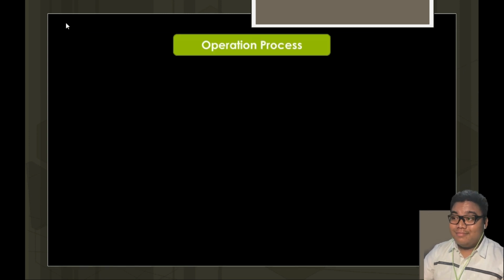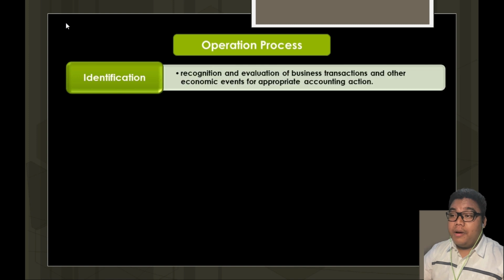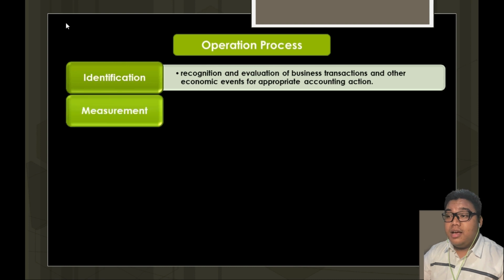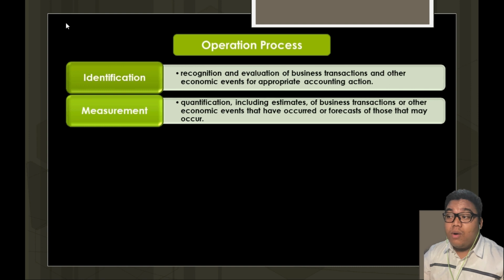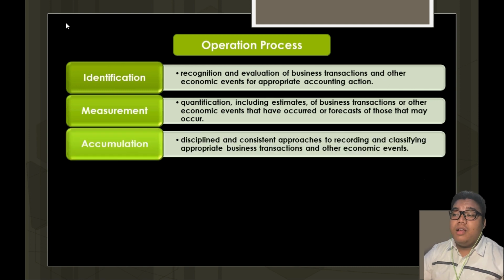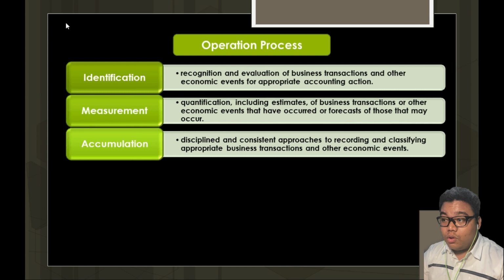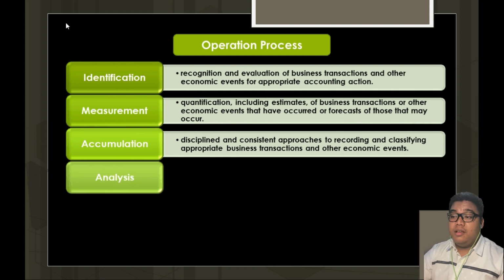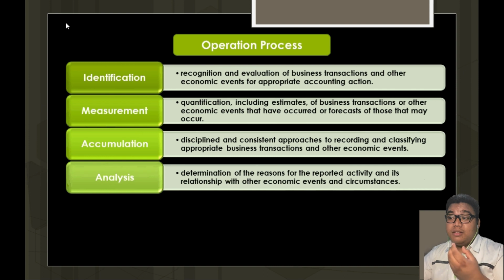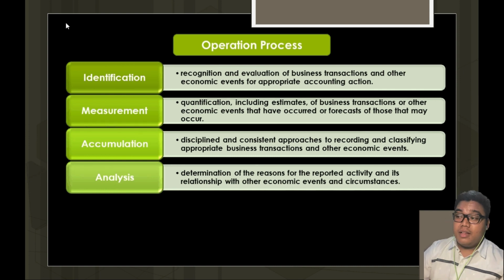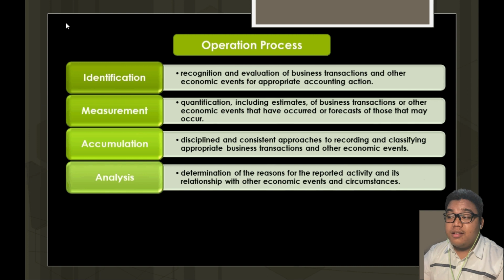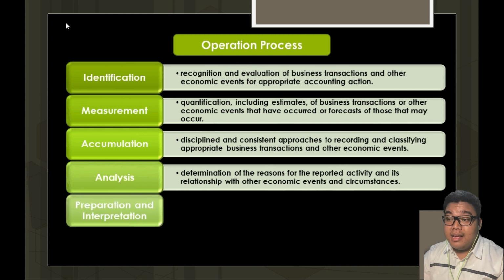Operation process, we begin with identification. In here, you identify the transaction that otherwise requires accounting attention, and then we quantify such, and then we collect those information, and then we analyze, which involves determination of the reasons for the reported activity and its relationship with other economic events and circumstances.